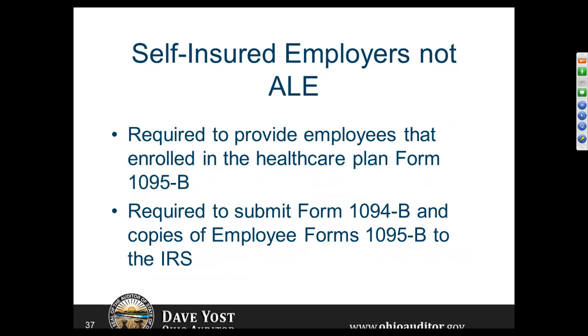The first group of forms we're going to go through is the ones that self-insured employers who are not ALEs need to fill out. So we are going to go through Form B. If you are a self-insured employer and not an ALE, you will have to provide your employees that enrolled in the healthcare plan Form 1095B. Then you will be required to submit Form 1094B and copies of the employee forms 1095B to the IRS.